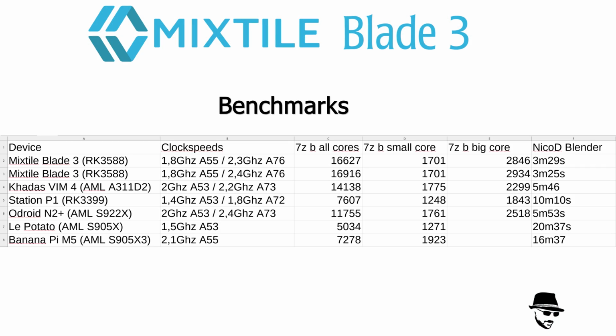And here are the benchmarks. Just read them, I don't have to say it all. The Mixtile Blade 3 is the fastest with the RK3588. Then the Kadas Vim 4, then the Odroid N2 Plus, and then the RK3399 with station P1. And the Raspberry Pi 4 would be about the same as RK3399, but I don't have any.